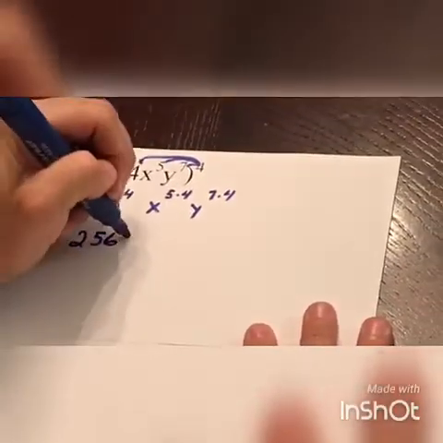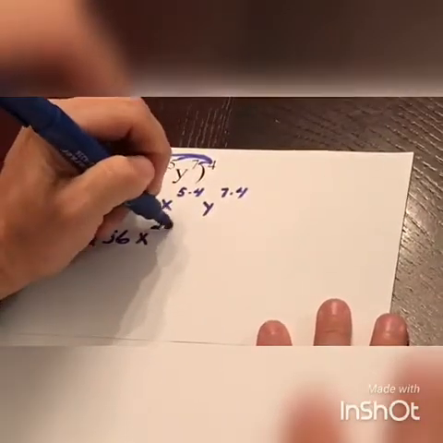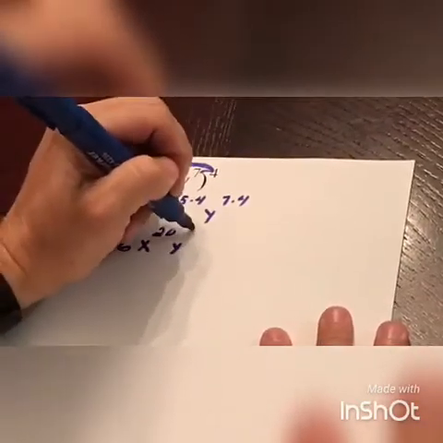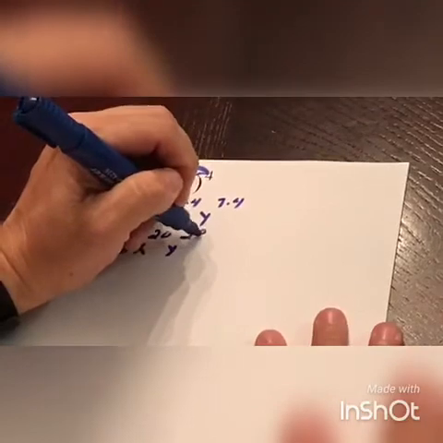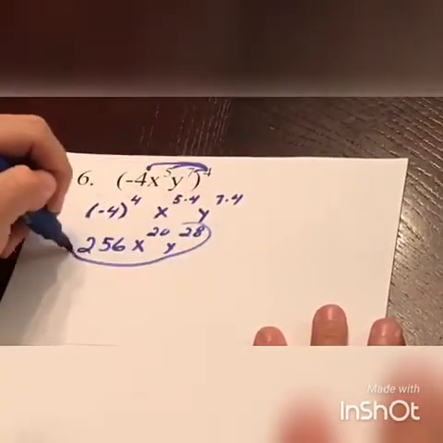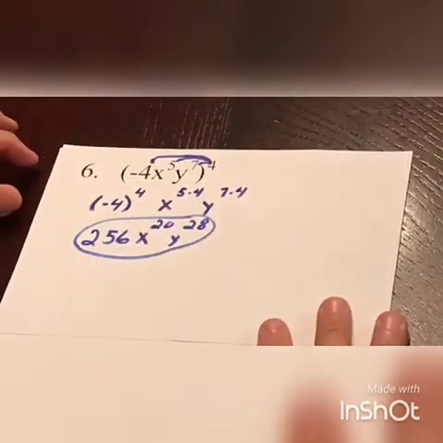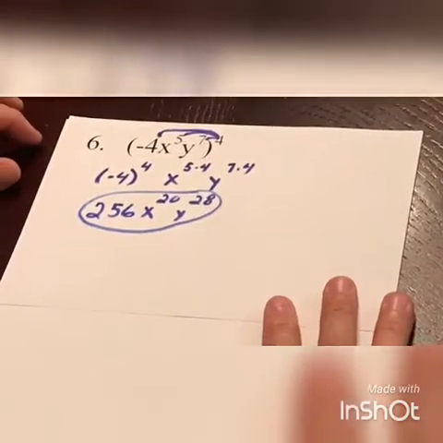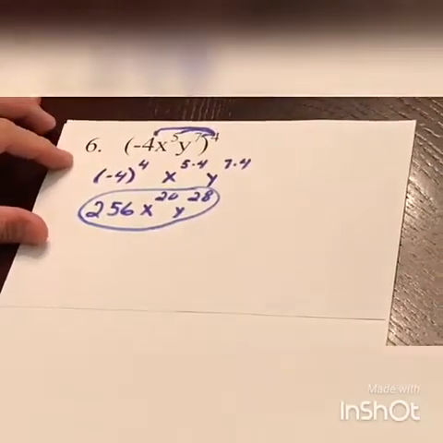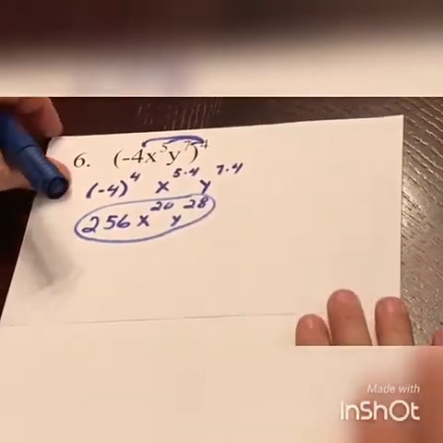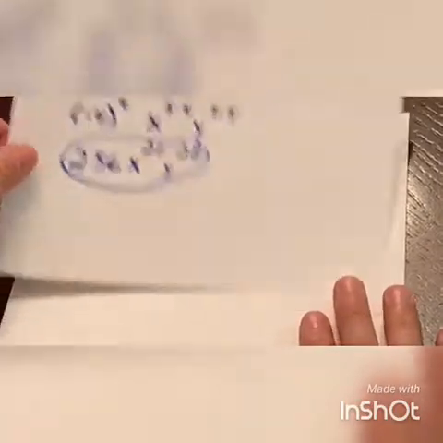256. 5 times 4 is x to the 20. 7 times 4 is y to the 28. And we have number 6 finished with our final answer. Okay. Guys, 2 more examples. Hopefully you're getting a good hang of the shortcut.